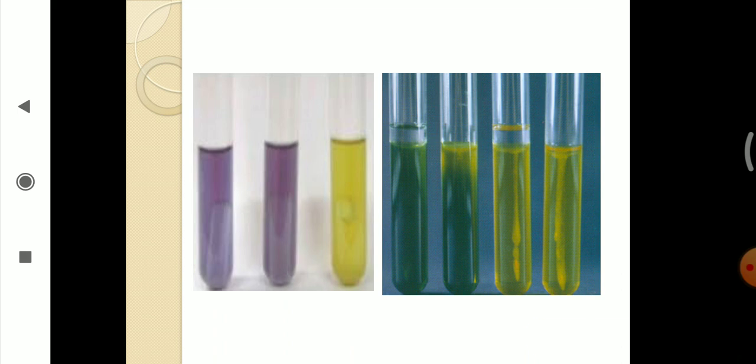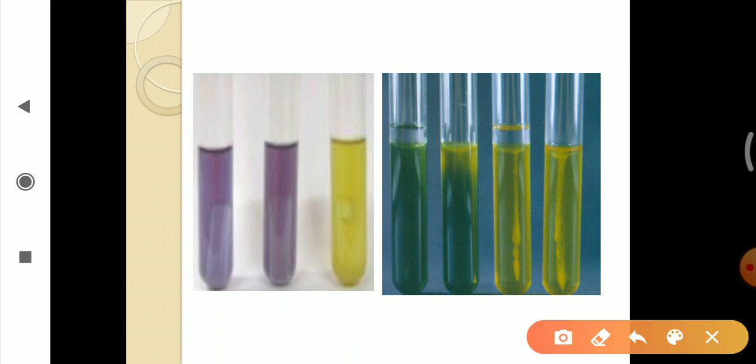If we are taking BGLB, brilliant green lactose bile broth, originally it is green in color. If fecal E. coli is present in the water sample, it will ferment the lactose sugar in the brilliant green lactose bile broth into acid and gas, and we will observe the color change like this from green to yellow.